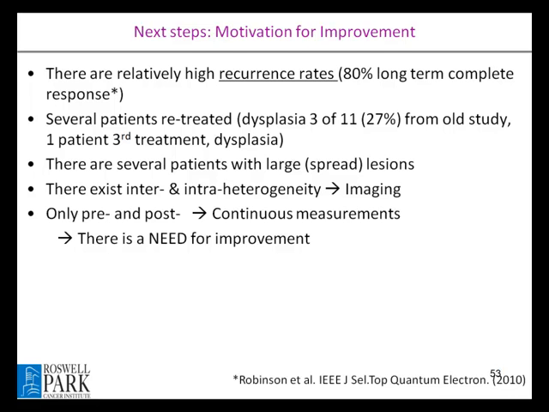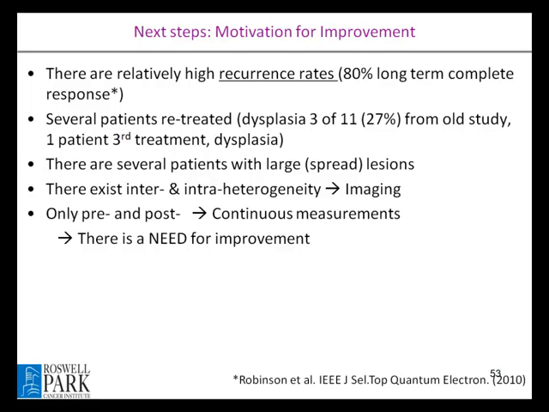Now, the motivation for the improvement. That's what I want to discuss with you. There is a relatively high recurrence rate, 80%, but it is still good, as we discussed before, compared to chemo, etc. But I mean, this can go much better than 90%, because if we can improve the dosimetry, and several patients were retreated in our experience, but from the previous study, we also optimized the dosimetry. So in this case, we expect the new study to be better.